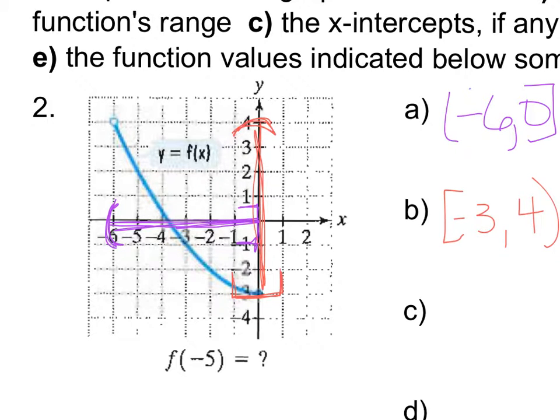Alright, part C and part D I'm hoping you're pretty good with here. Part C is the x-intercept, which is about right here. And that appears to be about -3.75. I think the ones in the homework are a little bit more accurate. And then the y-intercept is down here at -3.